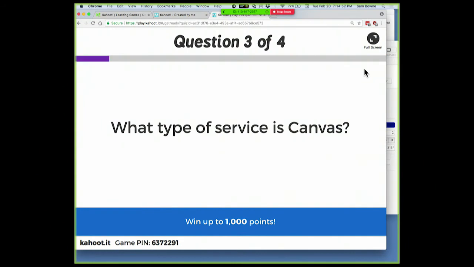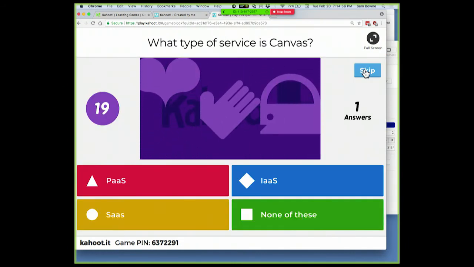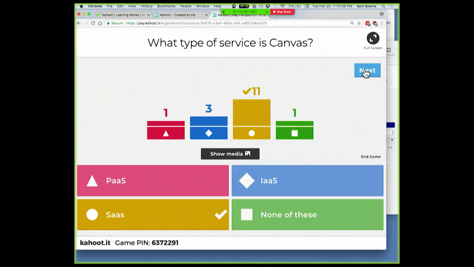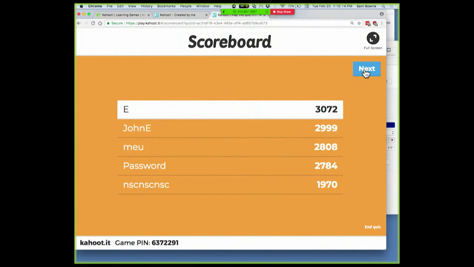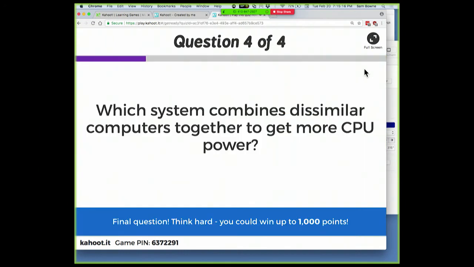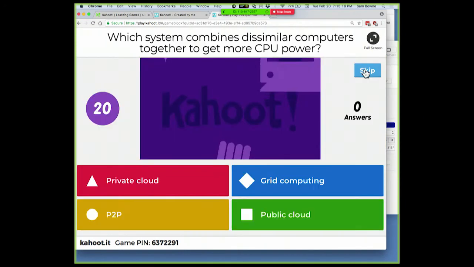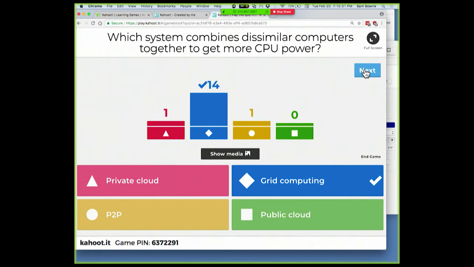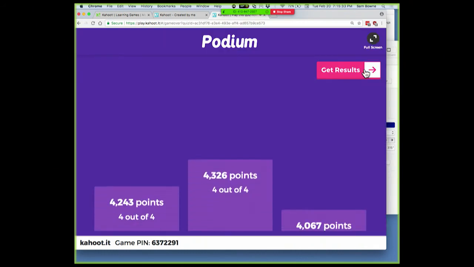All right, Canvas, where you take your quizzes. What kind of service is that? Software as a service. You can only use the options the programmer gives you, nothing else. All right, if you combine dissimilar computers together to get more CPU power, what are you doing? Okay, that's grid computing, like SETI at home.